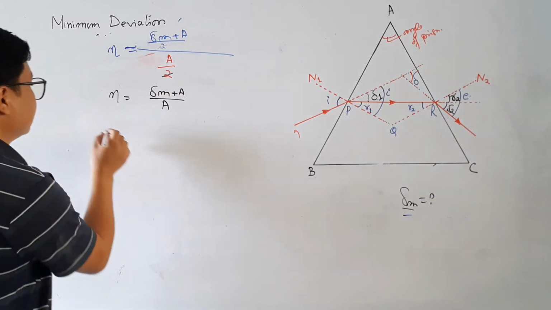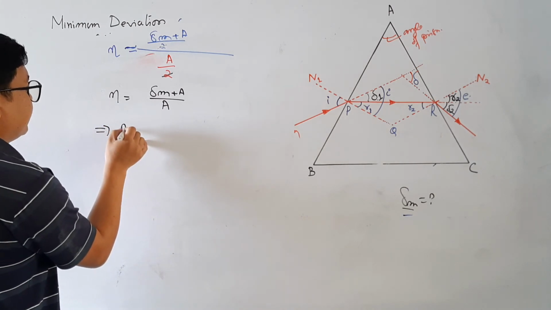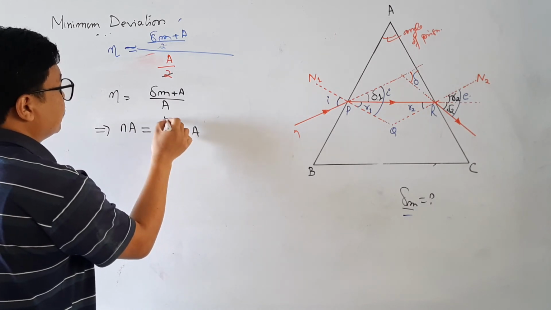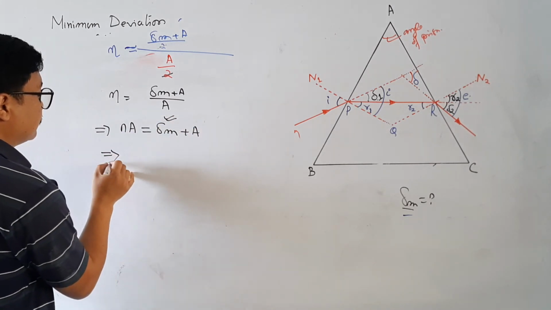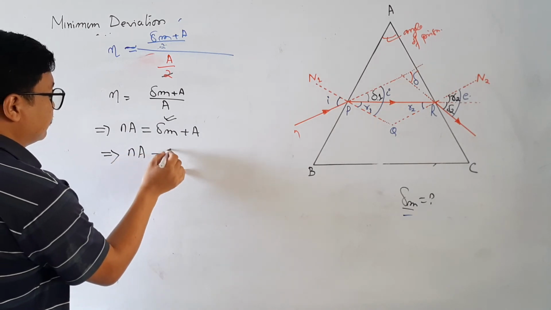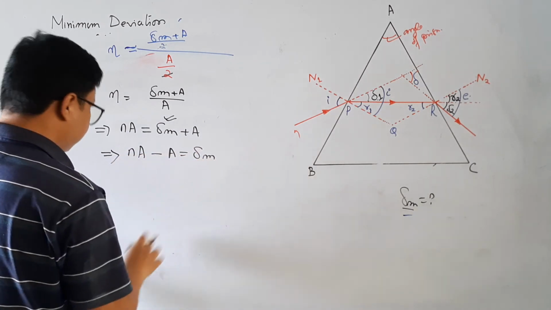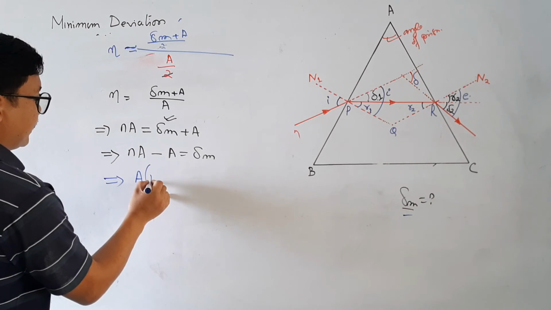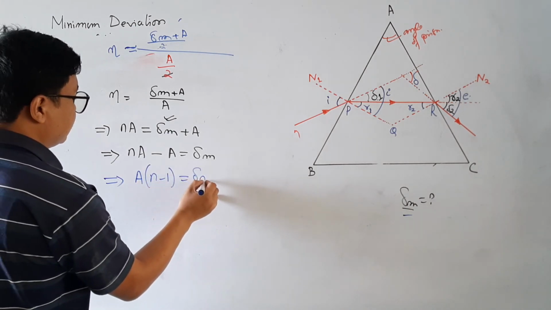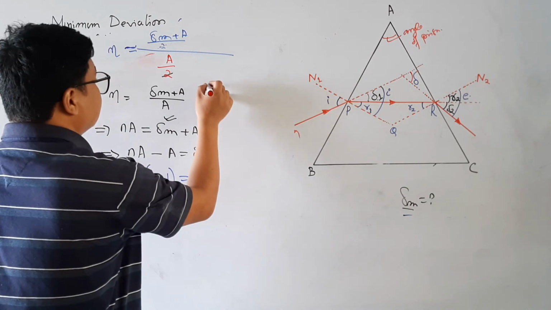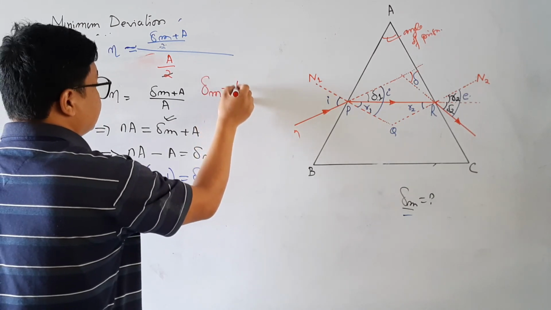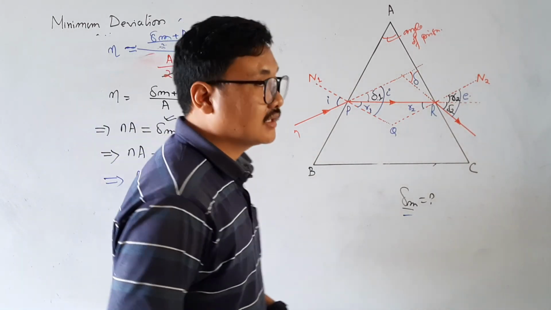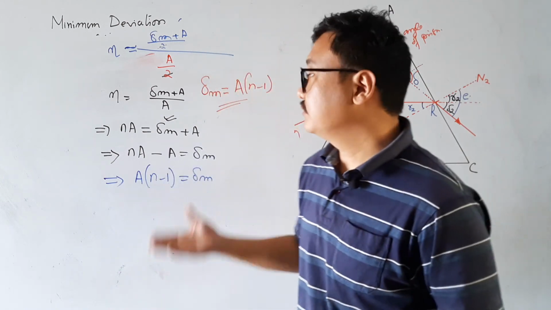Now we are done. So then N A is equal to delta M plus A. Now we are interested in delta M, so N A minus A is equal to delta M. Then A is common, so N minus 1 times A is equal to delta M. So eventually we get delta M, which is the minimum deviation, A times N minus 1. This is the situation. So this is all about the theory of the minimum deviation.